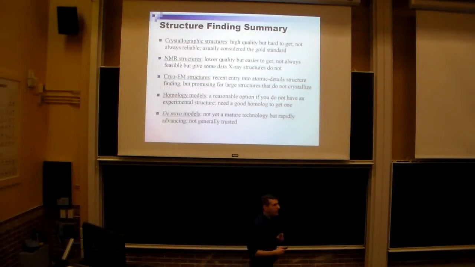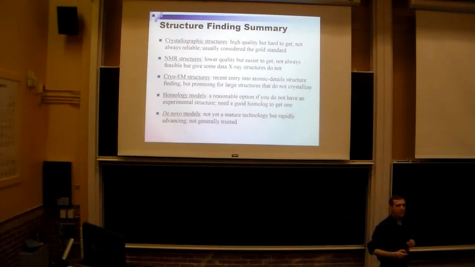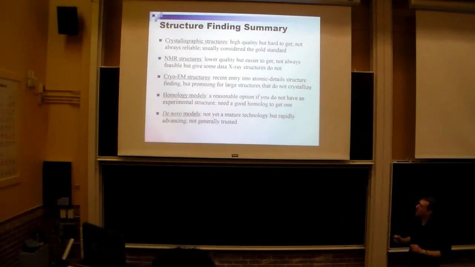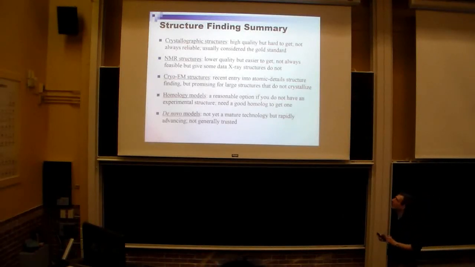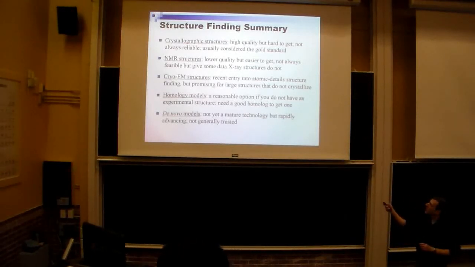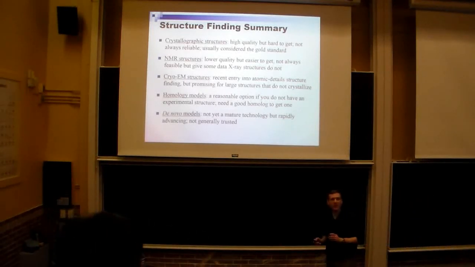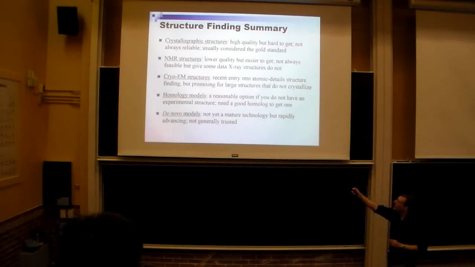Okay, so that basically brings me to a summary of these different methods. Again, remember when we get into looking at these structures on Friday, it really does matter where these come from because of the different trade-offs involved. Crystallographic structures tend to be high quality but hard to get, not always reliable, but they're usually what we would think of as the gold standard for a structure. NMR is generally easier to get but only available for small proteins. It gives us some important information X-ray structures don't, especially protein dynamics, but generally not as high quality.